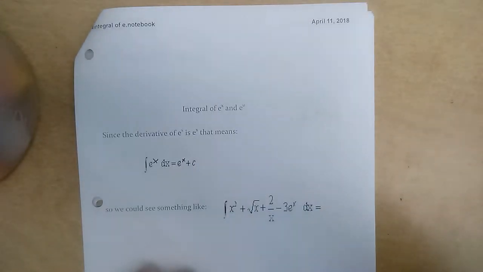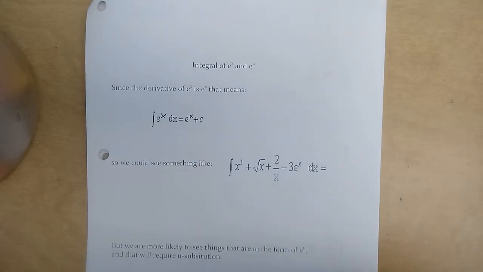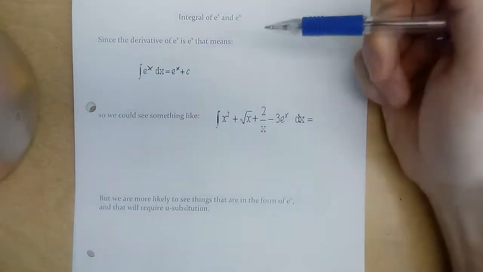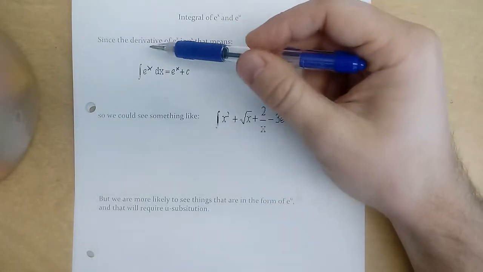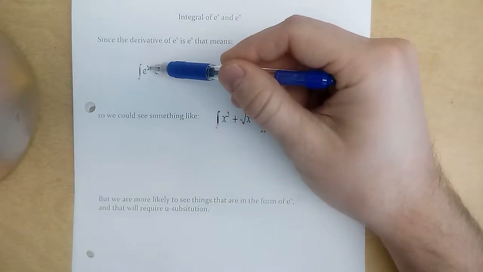All right, continuing on, we're going to do the integral of e to the x and e to the u. I don't think this lesson actually needs to be run for the most part, because it's just using intuition and things that we've learned before. Since the derivative of e to the x is e to the x, its integral is also e to the x plus c.